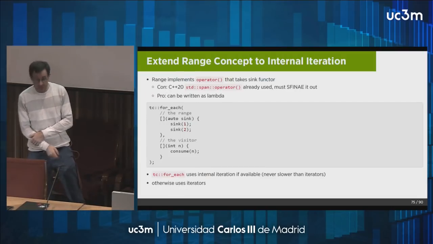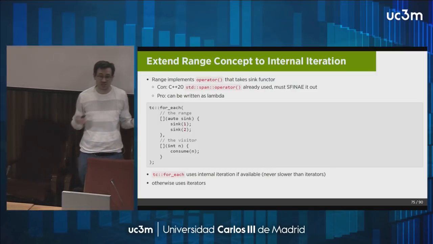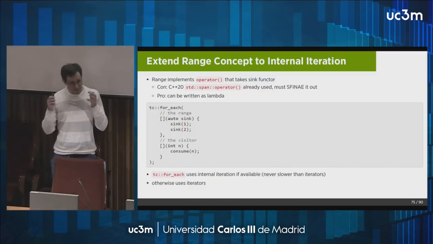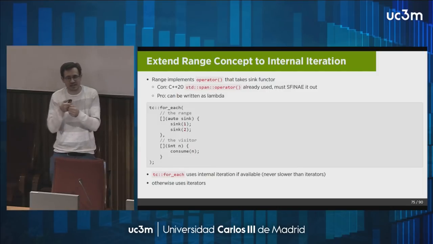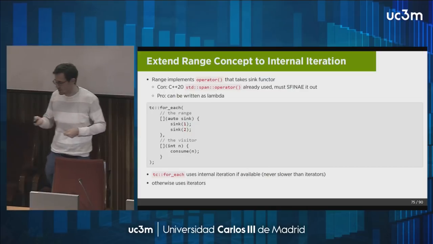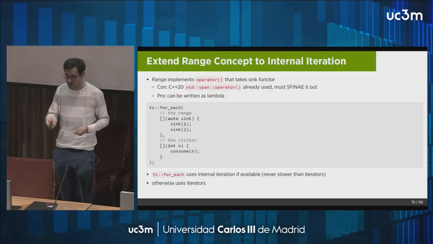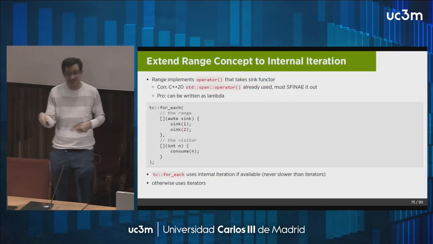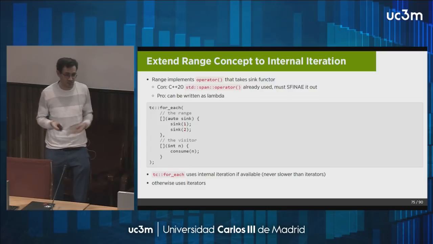Well, the syntax we come up with is we just simply use the function call operator. So whenever you have an object that has a function call operator that takes another functor as the sink, it can just put its elements into the sink. So this for each here shows how it works. You have the range, which gets a sink, and it calls the sink with one and with two. And then you have the visitor, which consumes the one and the two. And it is really simple. The for each has a pretty much trivial implementation.